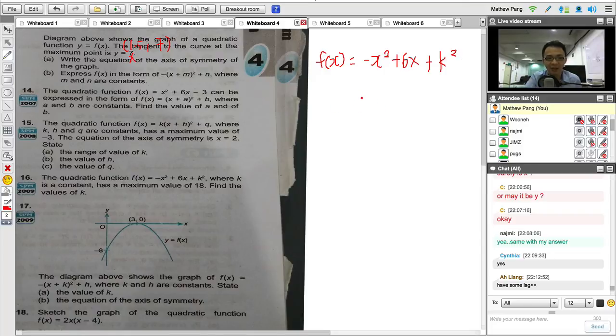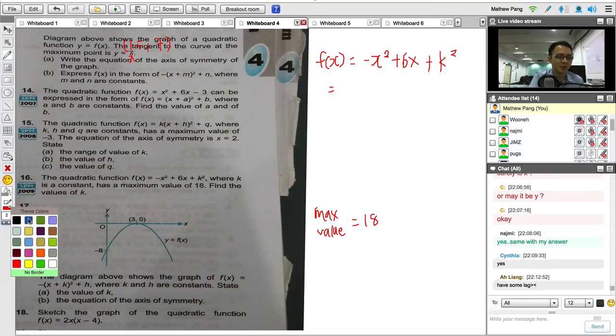Have some lag. Okay, if you feel a bit of lag, maybe you just watch the replay for the part you feel lag. Alright, so over here I only have one piece of information, which is my maximum value. My maximum value is 18. So in order to find my maximum value, maybe I need to do completing the square for this one. So I'm going to do completing the square.